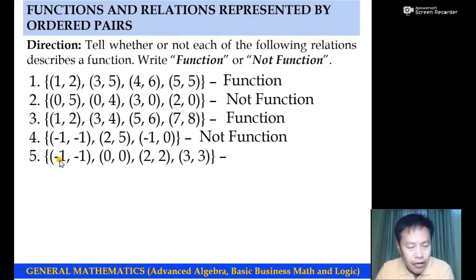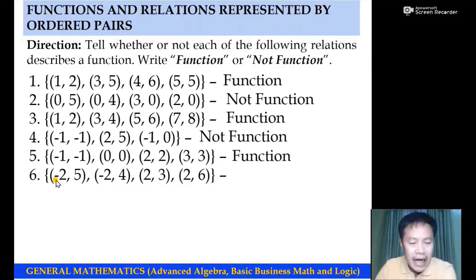Number 5, we have negative 1, 0, 2, and 3. Four ordered pairs have distinct abscissas, and this is a function. We are going to identify whether this function is 1 to 1 or not. So negative 1, 0, 2, and 3. And this is 1 to 1.